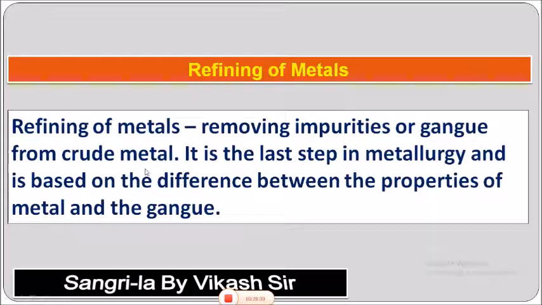Okay. Now, refining of metals. Refining of metals means removing impurities or gangue from crude metal. It is the last step in metallurgy, and it is based on the difference between the properties of the metal and the gangue.